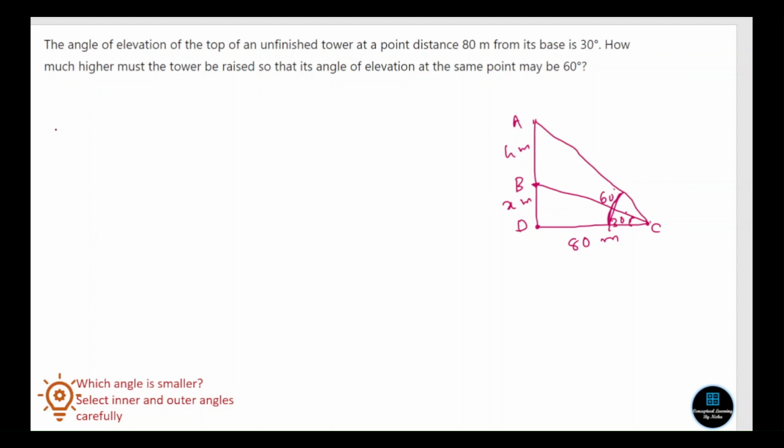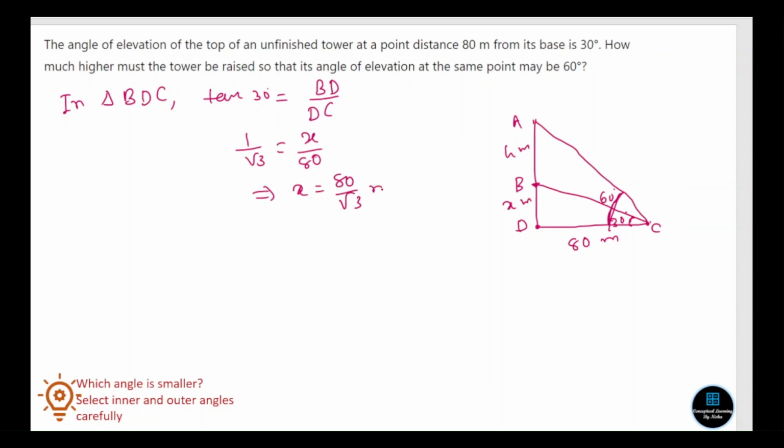Now I have two triangles. In triangle BDC, what can I say? Tan 30 is BD upon DC. So if I put the values, 1 upon root 3 is equal to BD, which is x for us, upon CD, which is 80. So what do we get? x is equal to 80 upon root 3. So this is the value of this x.